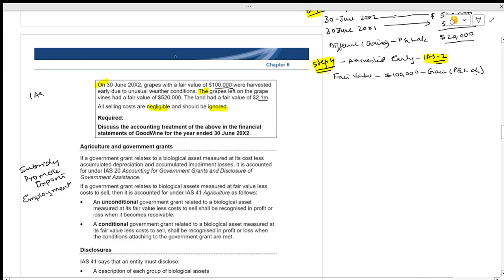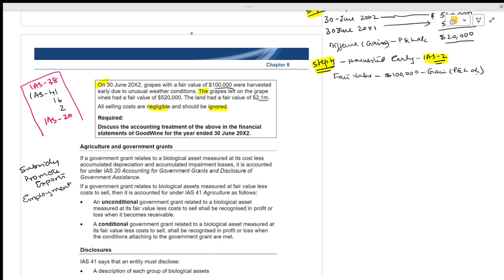See, now what is happening? We have done IAS 41, IAS 16, IAS 2. Now we are adding another one, IAS 20. In between we have done IAS 38 of intangible assets also. See how many standards we are covering. We are not only revising, but also seeing how they are interlinked.